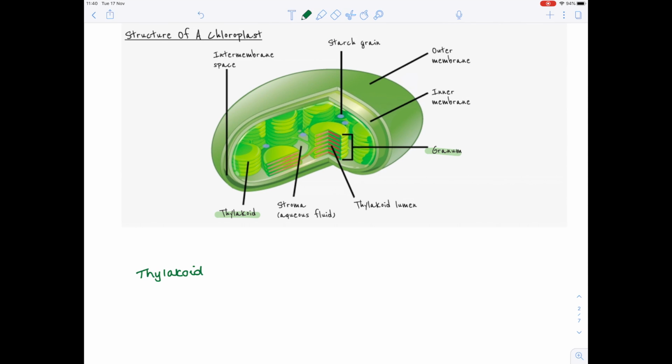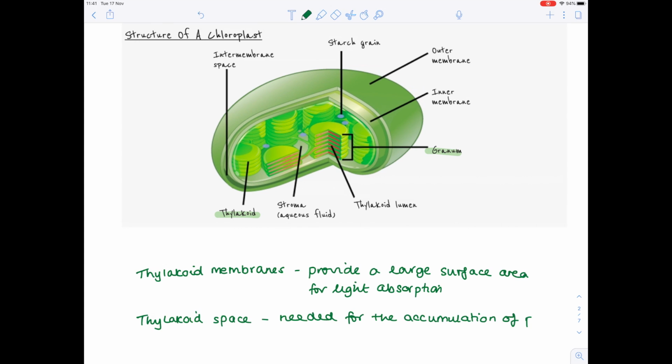So let's start by describing how the thylakoid membranes are adapted. So they provide a large surface area. And because the thylakoids are sac-like in shape, it means that they have an inside space. And that's needed for the accumulation of protons, and I promise I'll explain why that's important later. We'll just add a note here that's saying that granum is a stack of thylakoid membranes.